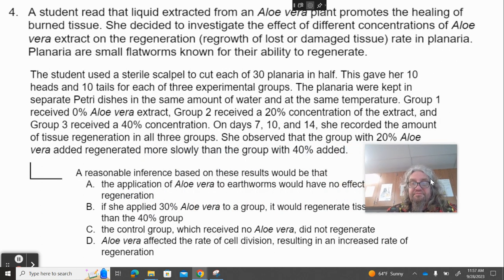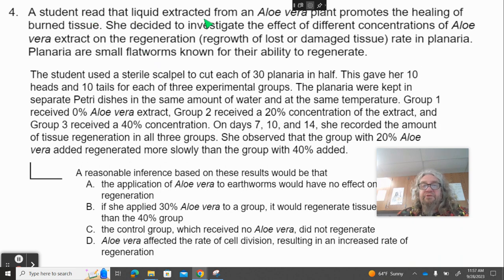Number four. The student read that liquid extracted from an aloe vera plant promotes the healing of burned tissue. She decided to investigate the effect of different concentrations of aloe vera extract on the regeneration, the regrowth of lost or damaged tissue, rate in planaria. Planaria are small flatworms known for their ability to regenerate. The student used a sterile scalpel to cut each of 30 planaria in half. This gave her 10 heads and 10 tails for each of the three experimental groups. The planaria were kept in separate petri dishes in the same amount of water and at the same temperature.